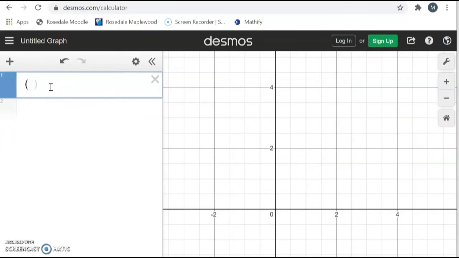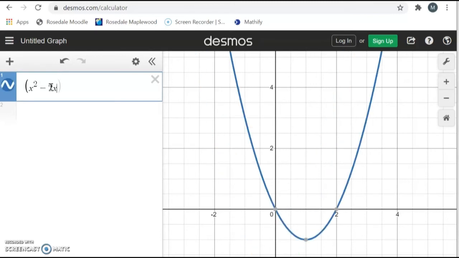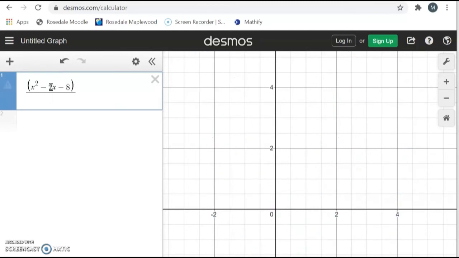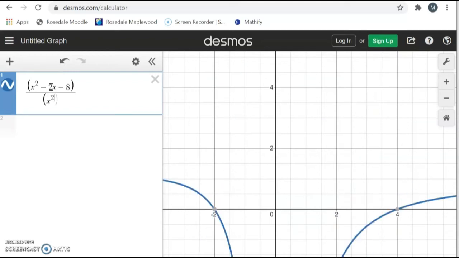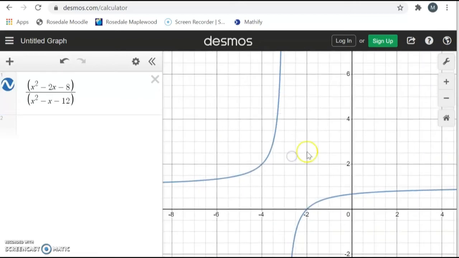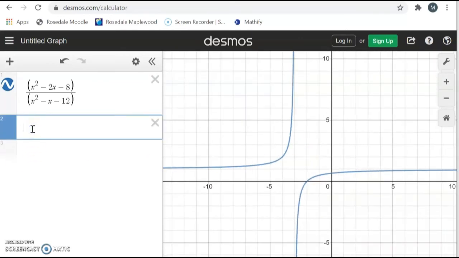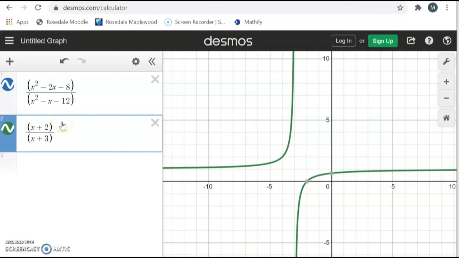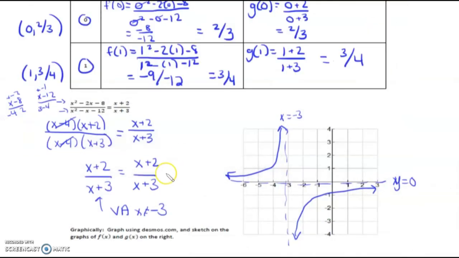Okay, so we have on the top x squared minus 2x minus 8 over, and then bracket them so that the numerators group and then the denominators group, minus x minus 12. Okay, so this is our blue graph. And then we have x plus 2 on the top over x plus 3. Okay, so these definitely look equivalent here too. Like the blue graph and the green graph, okay, they lie on top of one another.